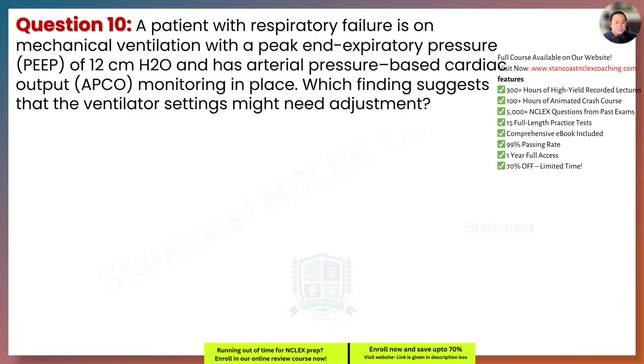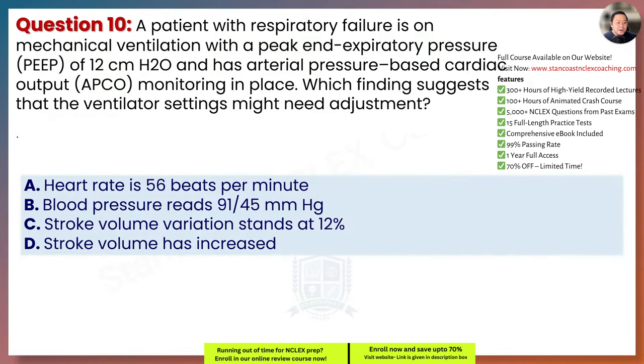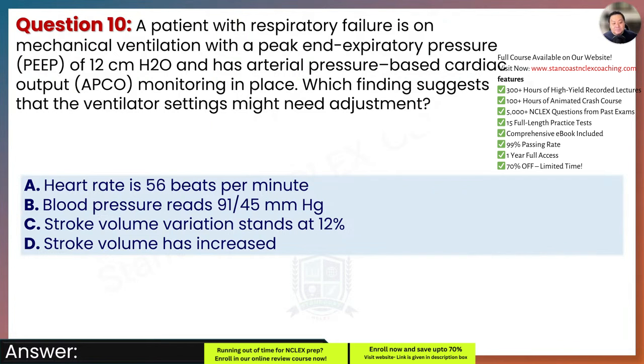10. A patient with respiratory failure is on mechanical ventilation with a positive end expiratory pressure of 12 cm water and has arterial pressure-based cardiac output monitoring in place. Which finding suggests that the ventilator settings might need adjustment? Options: A, heart rate is 56 beats per minute. B, blood pressure reads 91/45. C, stroke volume variation stands at 12. D, stroke volume has increased. The answer is letter B.